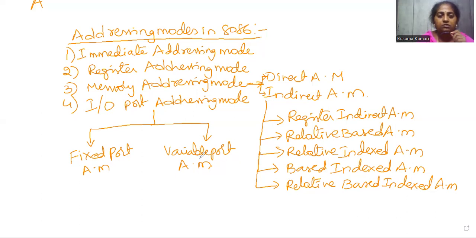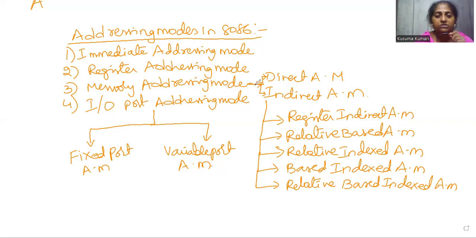Is it clear? So addressing modes are the various ways or methods by which the microprocessor can access the data by accessing the memory location or IO ports. By which methods it can identify the memory location or the IO ports in order to get the data or to store the data. So here there are four types: immediate addressing mode, register addressing mode, memory addressing mode, and IO port addressing mode. This is the first classification.